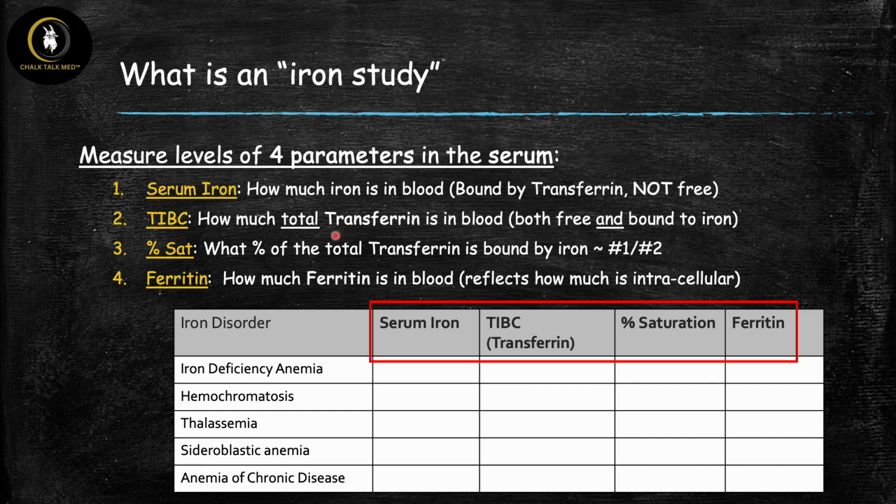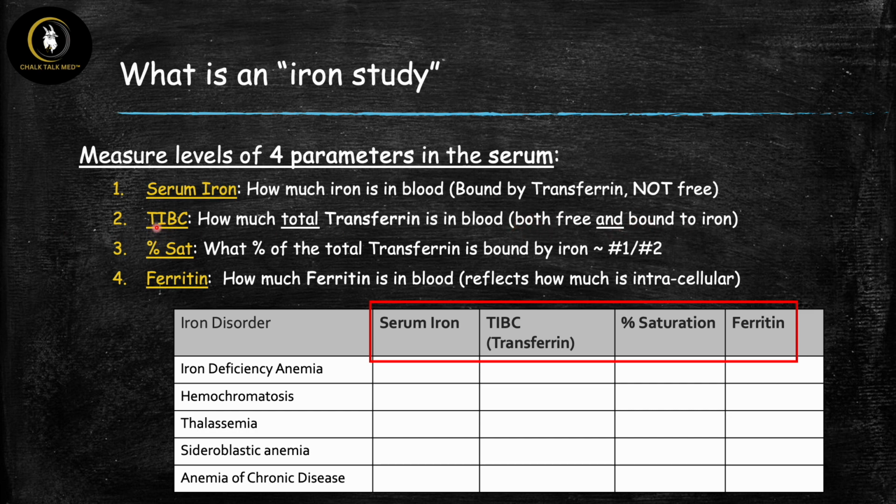There are a couple of proteins in the blood that can bind iron. For example, a little bit of ferritin is also present in the blood, although most of it is intracellular. But really, the main thing that TIBC is measuring is the transferrin levels in the blood. And so when you see TIBC, just equate it to transferrin. So what TIBC is saying is how much total transferrin is in the blood, and this is measuring both the free and the bound to iron.